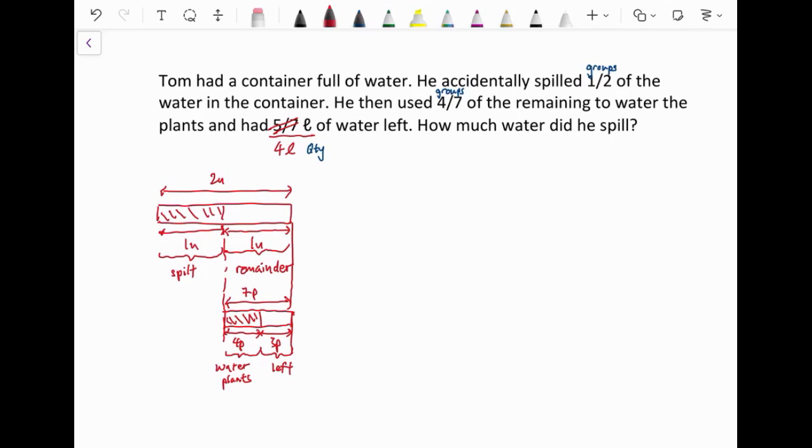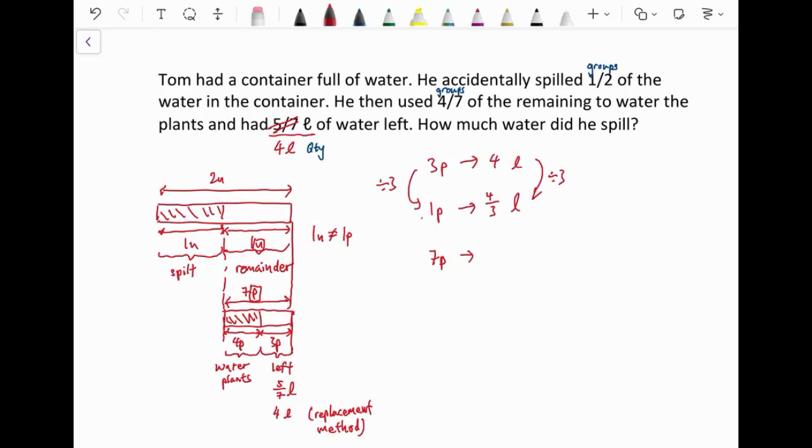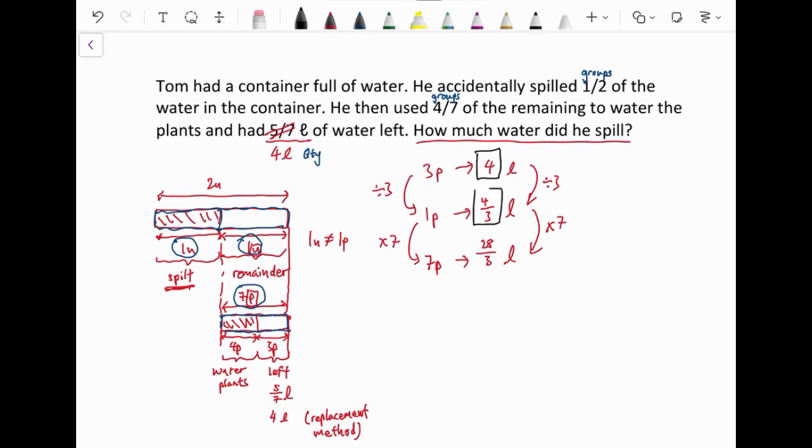I use parts here instead of units to differentiate them, since the size of 1 unit is not the same as 1 part. Tom had 5/7 liters of water left, which is a quantity, like 4 liters. So we represent it this way in the model, like how we would if it were a number. So we would normally write 3 parts is 4 liters, find 1 part, find the total remainder which is 7 parts. Then, since we know 7 parts is the same as 1 unit, we will have the answer for how much he spilled. So if we replace the 4 liters, we can just use the same method to figure out our answer.